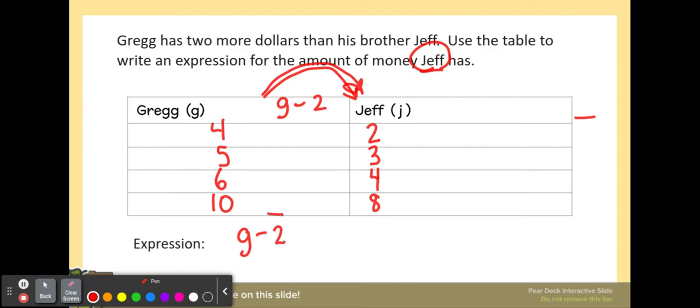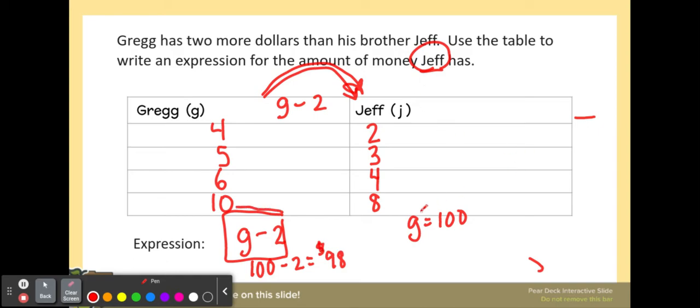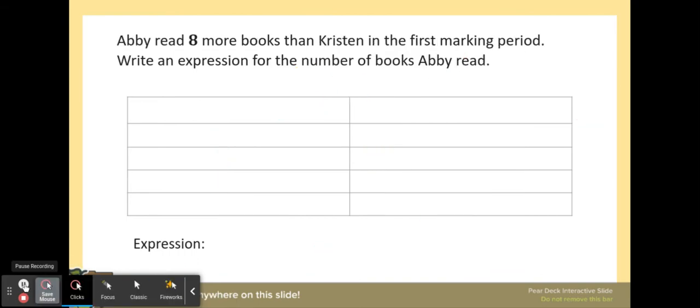It's great when we can write that expression, because then when we're given what G is equal to, say he has $100, you can replace the letter with a number. So instead of G, I could put 100 minus 2, and I could find out that Jeff has $98. It's really great when you have that expression, because then once you figure out what they have, you can answer the question.